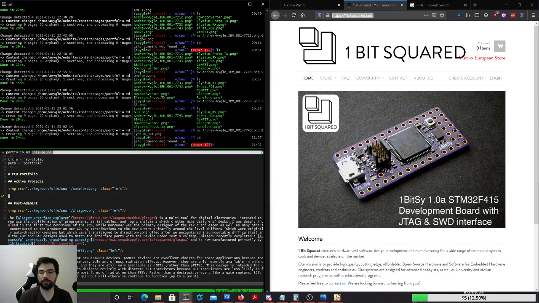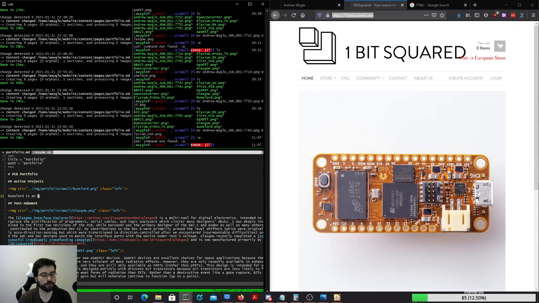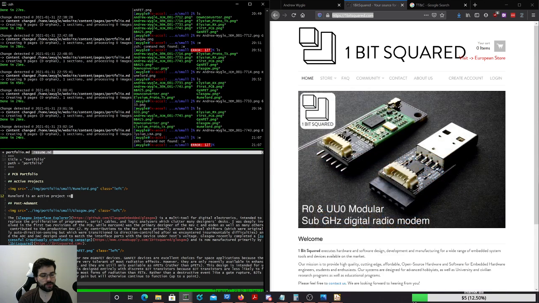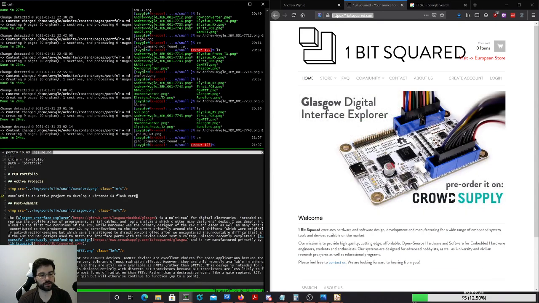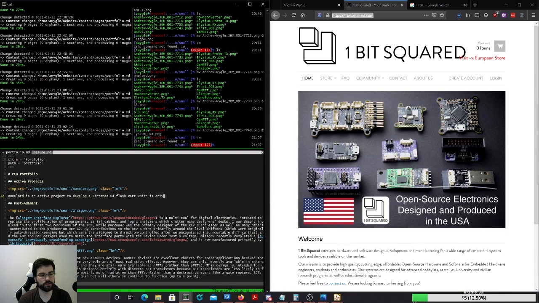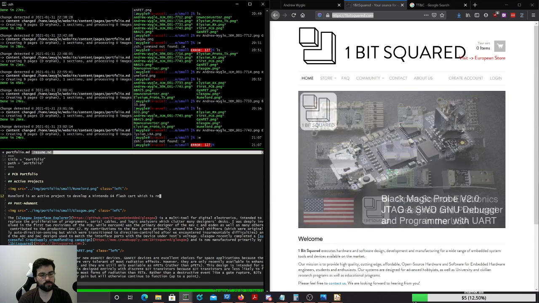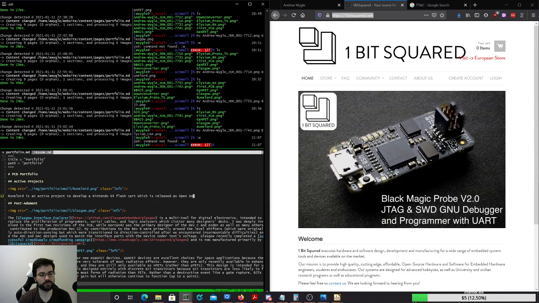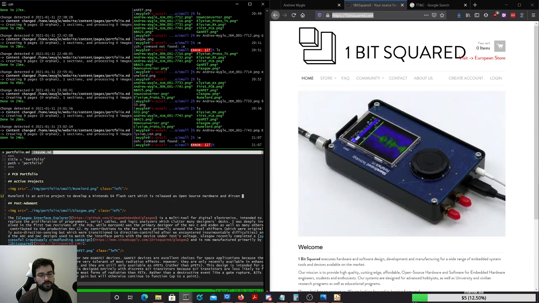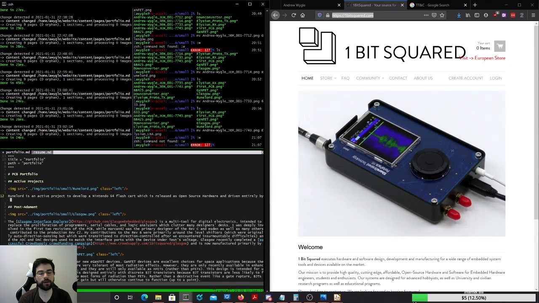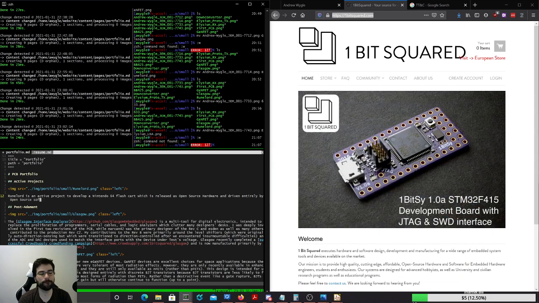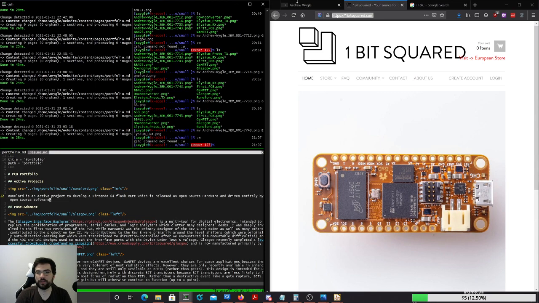Alright, let's write a quick Runelord blurb, because I still don't want to talk about it too much, but an active project to develop a Nintendo 64 flash cart, which is released as open source hardware and driven entirely by open source software. Okay, and I think that's all I'm going to say about that.